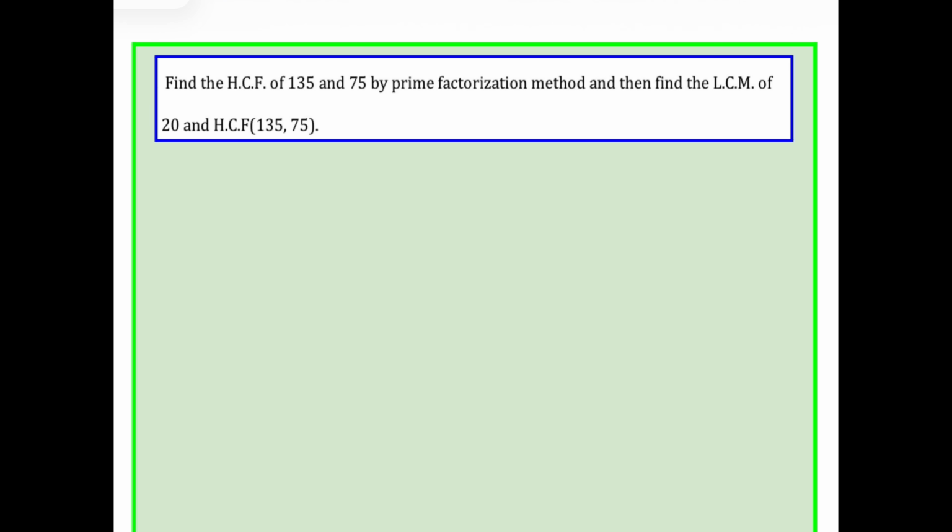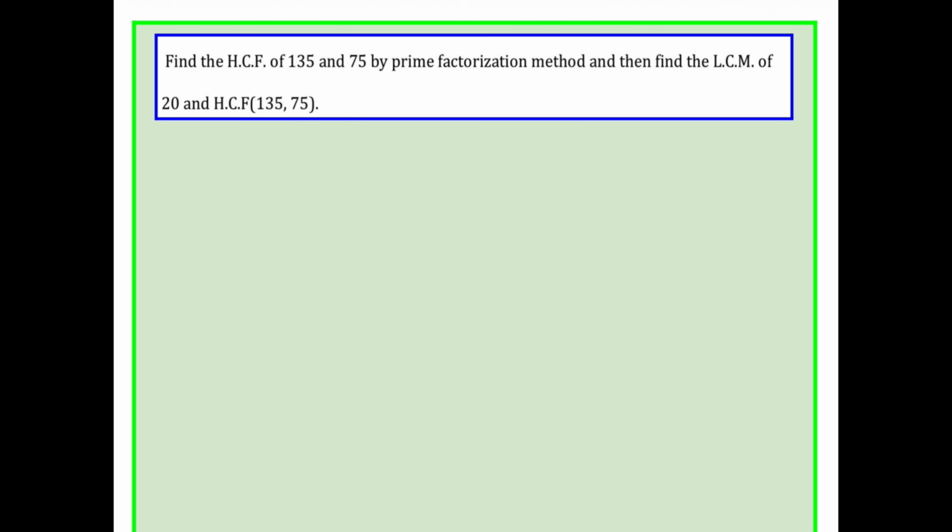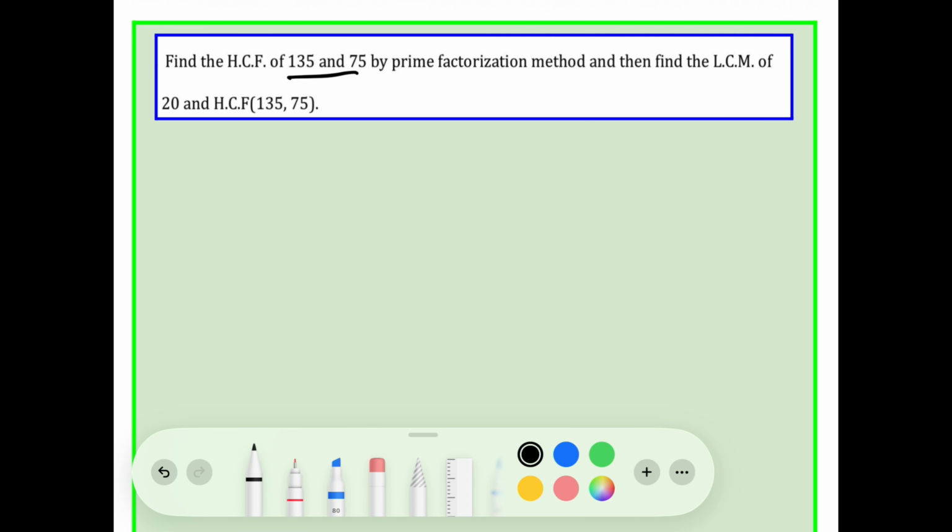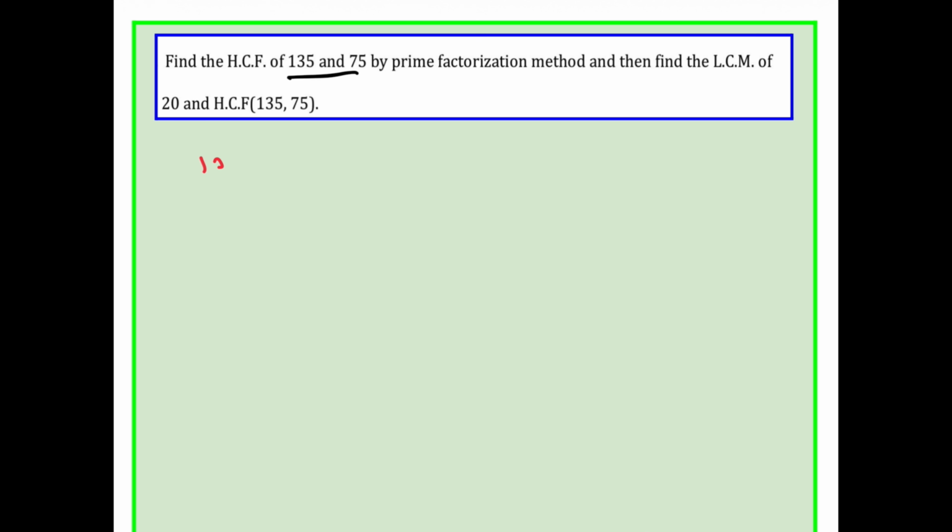Next question. Find HCF of 135 and 75 by prime factorization method, and then find the LCM of 20 and the HCF of 135 and 75. First we'll find out HCF of 135 and 75. 135 is an odd number, first we can divide by 3 tables. 3 fours are 12, remainder 1, 3 fives are 15. Then 3 15 times 45. Then 3 5 times 15. Next 75, also an odd number, we can divide by 3 tables. 3 twos are 6, remainder 1, 3 fives are 15, and 5 fives are 25.